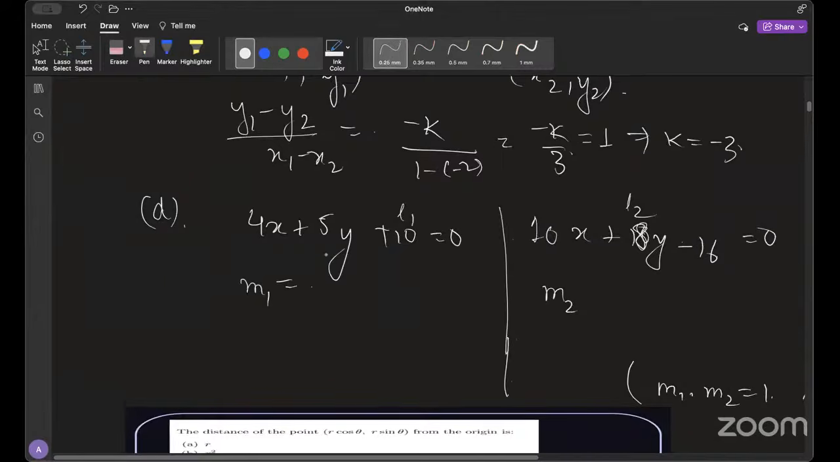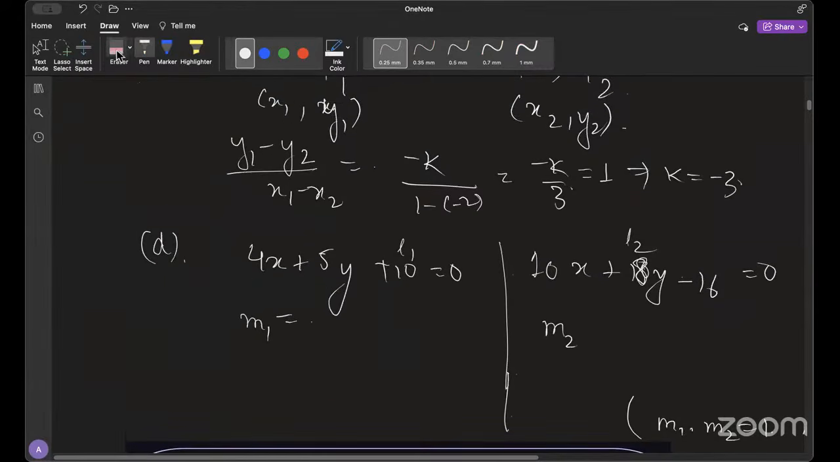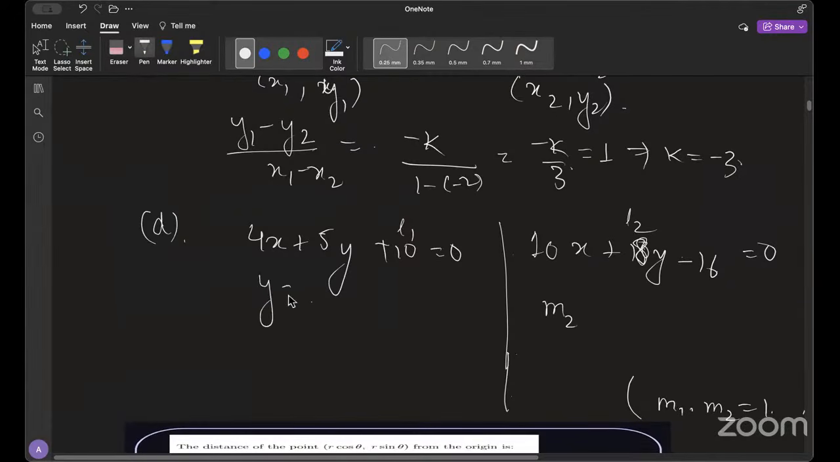This is M1. From here, you again write it in slope intercept form. So this becomes y equals minus 4x by 5. The other constant part does not matter for slope, but let's still write it. Here your y becomes minus 4 by 10 x.